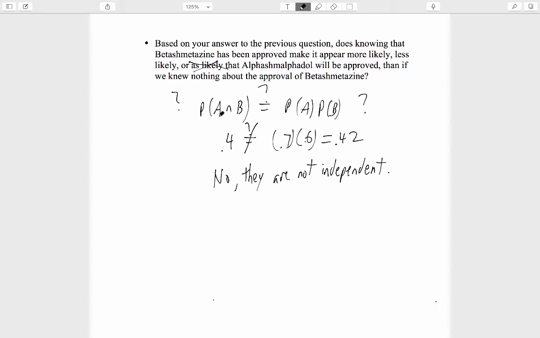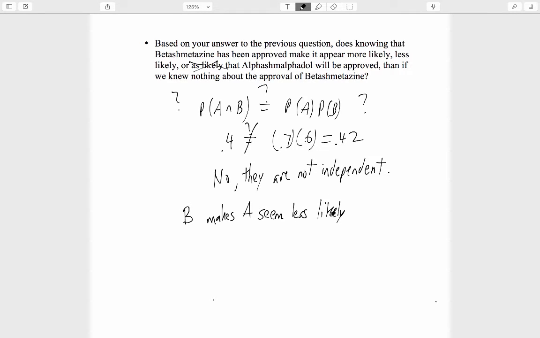Now think what the probability of A intersect B measures. It measures the likelihood that the events A and B both occur, that the two drugs are both approved. If they were really independent, that probability would equal 0.42. But instead it equals only 0.4. They occur together less frequently than they would if they were independent. Occurring together less frequently means that the occurrence of B makes A seem less likely to occur.